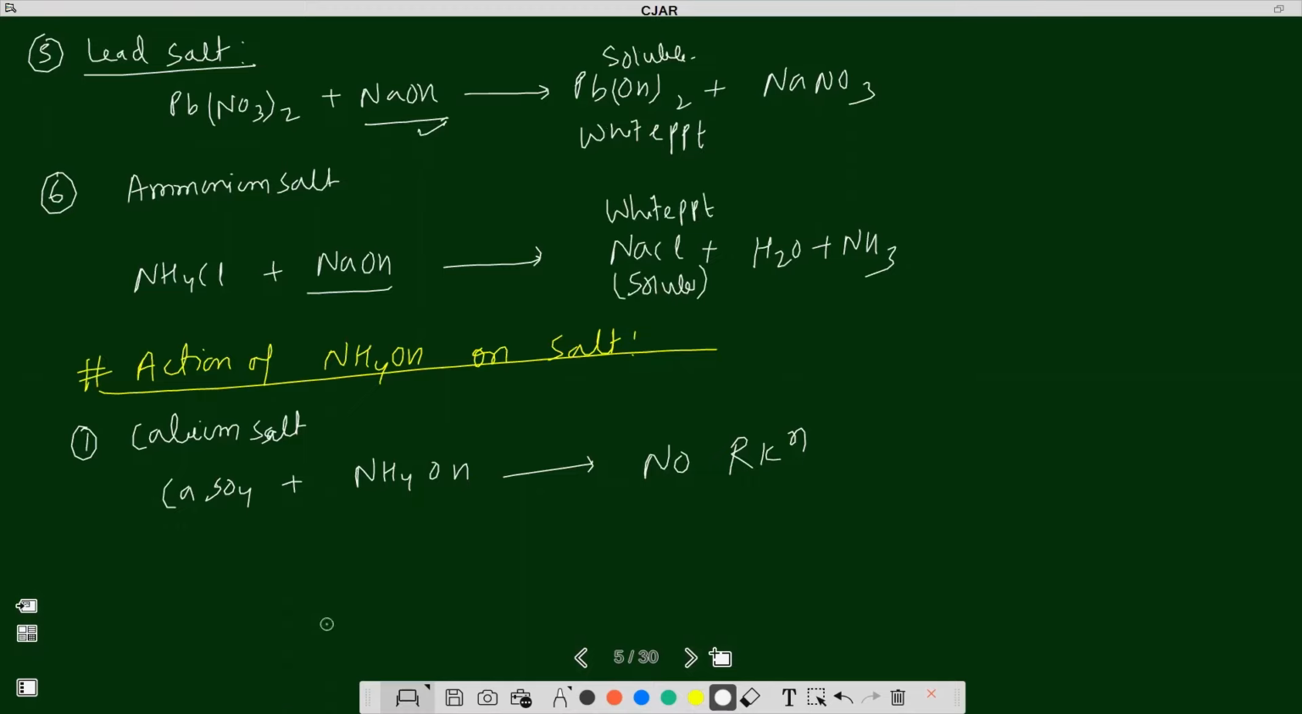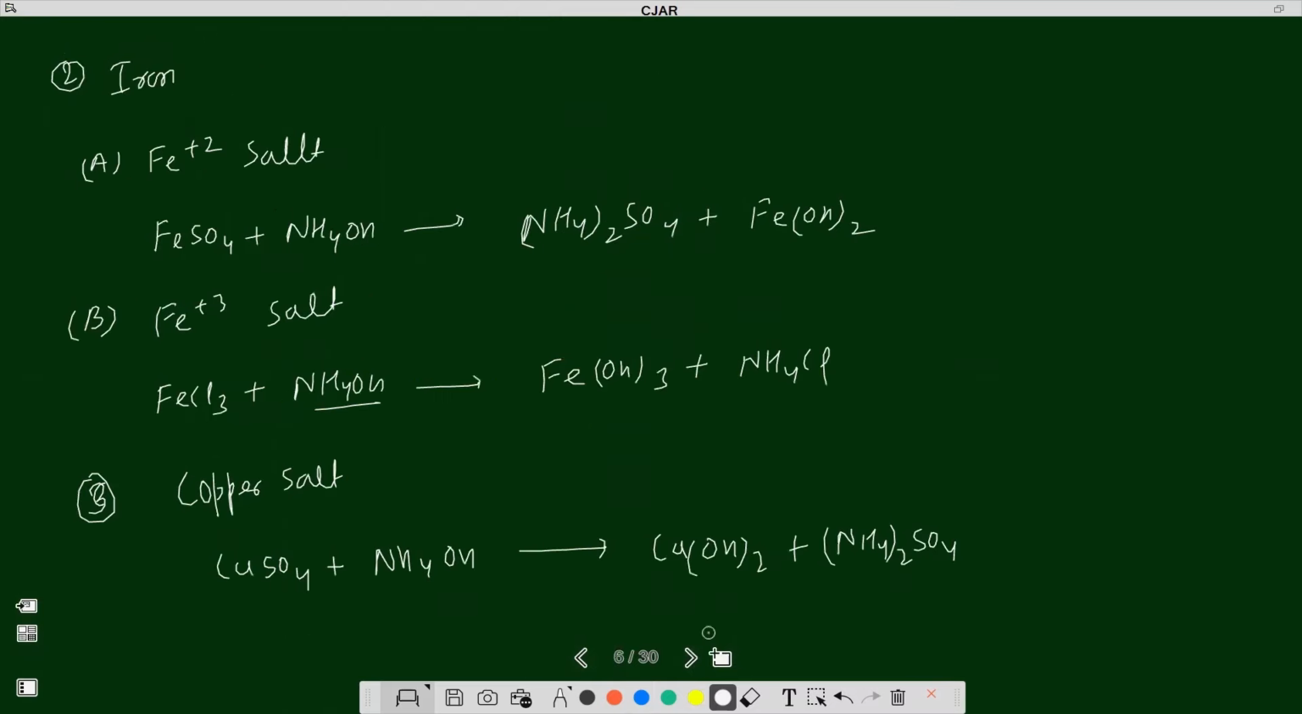Understood? Okay. Now with ammonium hydroxide, what will form? Ammonium hydroxide with Fe(OH)2 is the same. It is insoluble and its color will be dirty green.